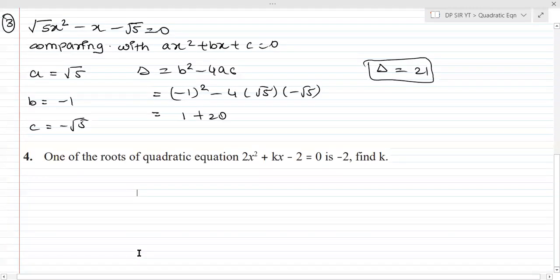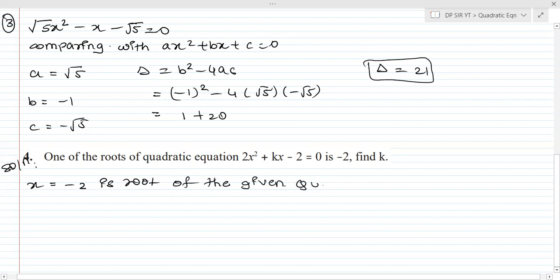So one of the roots of the quadratic equation is minus 2, find k. See, x is equal to minus 2 is a root of the given quadratic equation. So now substitute x is equal to minus 2 in the LHS.